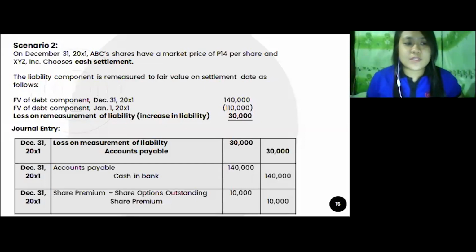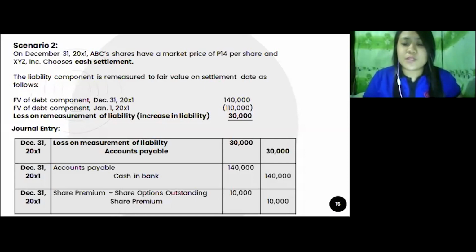So next, in scenario 2, on December 31, 20x1, ABC shares have a market price of 14 pesos per share and XYZ chooses cash settlement. The liability component is remeasured to fair value on settlement date in the same way. So the journal entry to record the transaction on December 31 would be debit loss on measurement of liability of 30,000 and credit accounts payable of 30,000. Next entry would be debit accounts payable of 140,000 and then credit cash in bank of 140,000.